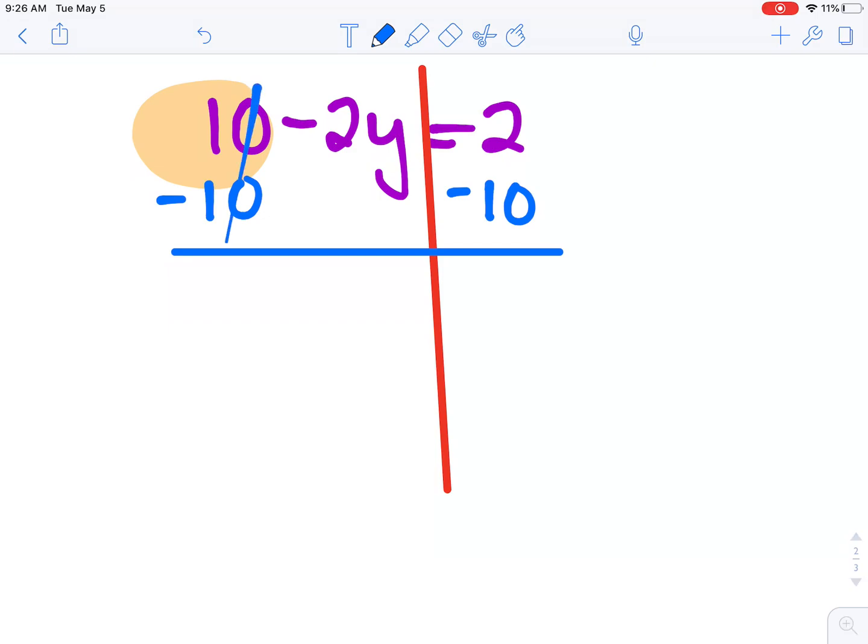From here, when we drop down, I want you to be very careful and always drop down the sign in front. So we're going to drop down a -2y. Feel free to use your calculator. 2 minus 10 is -8.